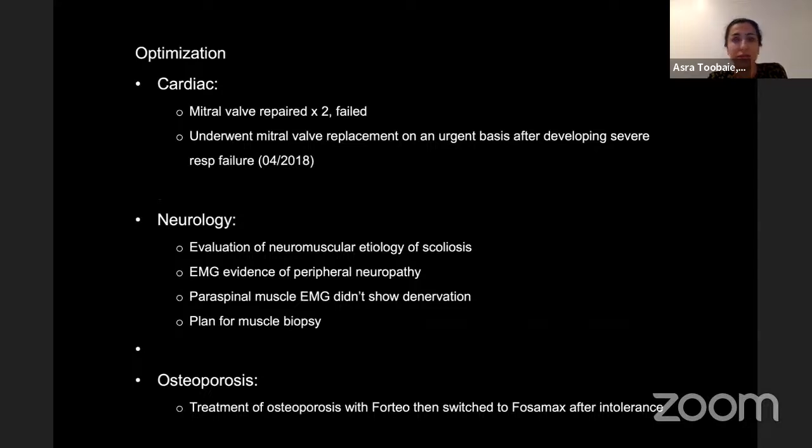Prior to discussion of surgery, we needed to optimize her. Basically, she had 2 failed valve repairs. She had to undergo a mitral valve replacement on an urgent basis. We consulted neurology just to rule out a neuromuscular etiology for her scoliosis. Paraspinal muscle EMGs did not show any denervation. The decision was made to perform muscle biopsy during the operation to rule out neuromuscular etiology. She also was started on treatment of osteoporosis.